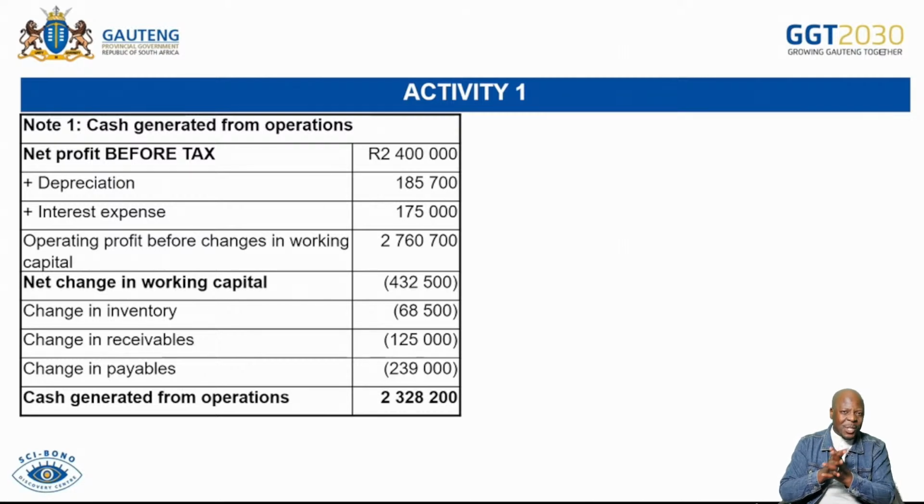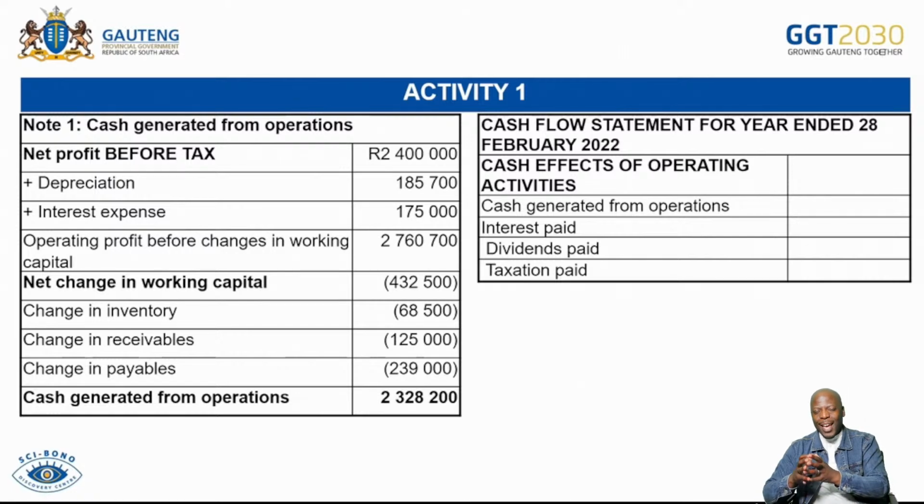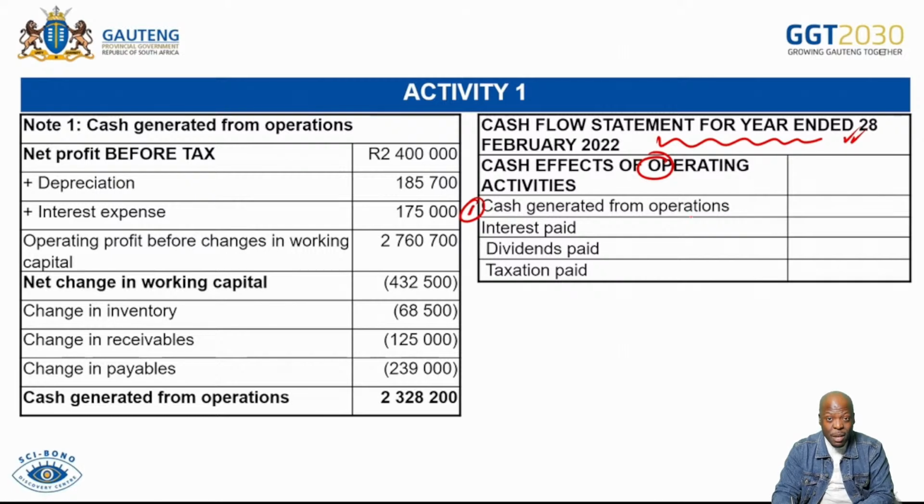Why were we doing this note? We were doing this note because we wanted to enter a particular amount onto the cash flow. This is the cash flow statement now. Here is our cash flow statement. And I told you about the three parts of the cash flow: your O, your I, and the F. So we will now say the O, cash generated from operations. The first amount is cash generated from operations, and cash effects from operating activities rather. So we are looking for the cash generated from operations.